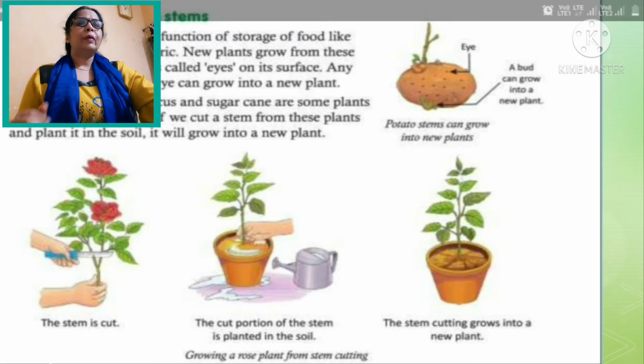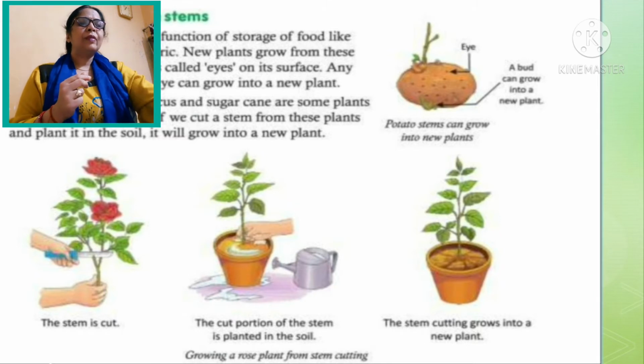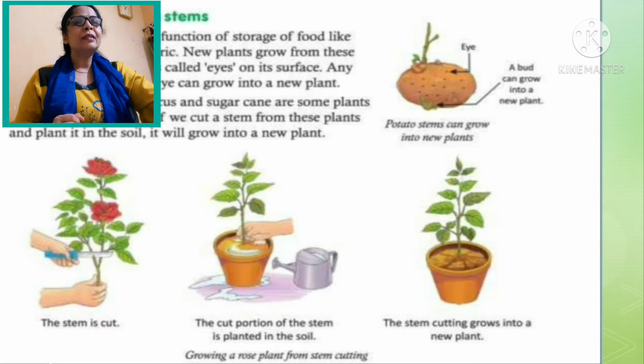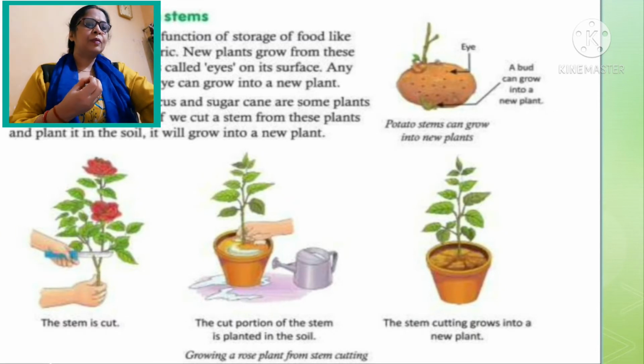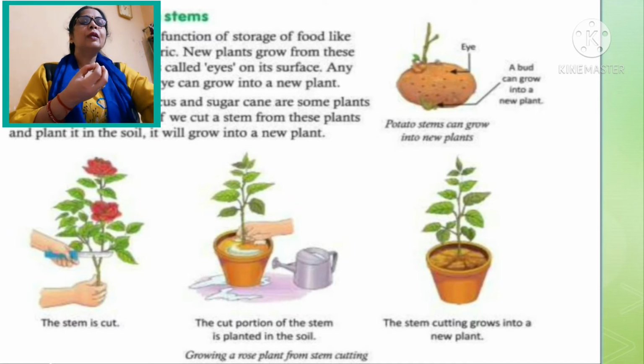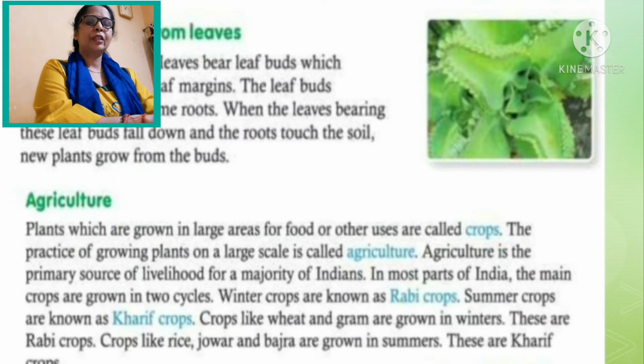And last, I am going to explain the last method, by explosion. Some seeds, like peach, beans, peanut, after maturation and ripening, their fruit explodes and the seeds scatter in all directions. These are the methods of dispersal of seeds.